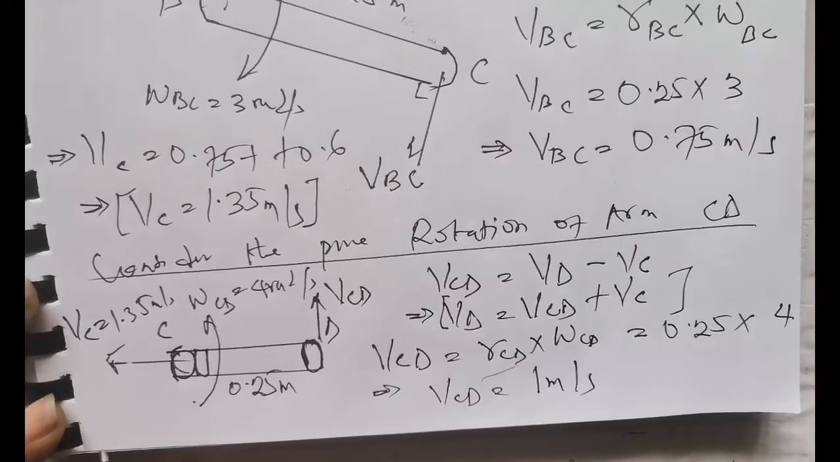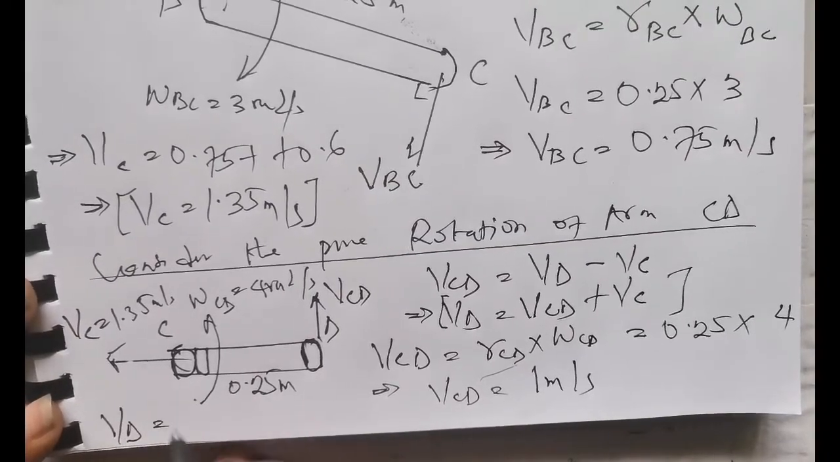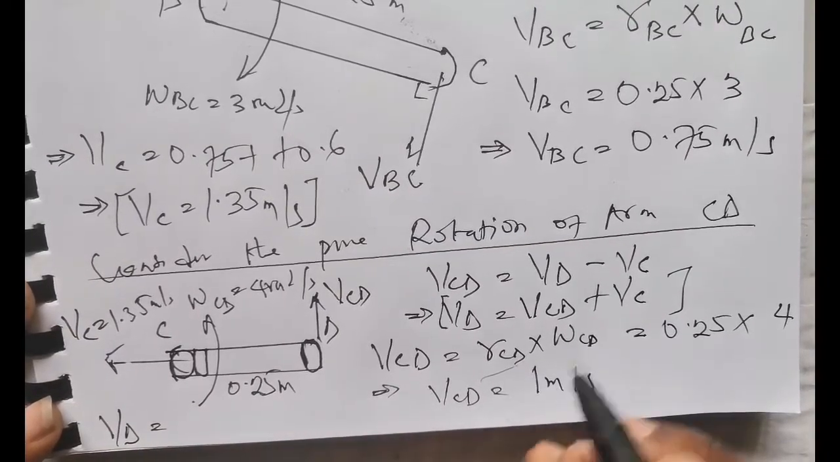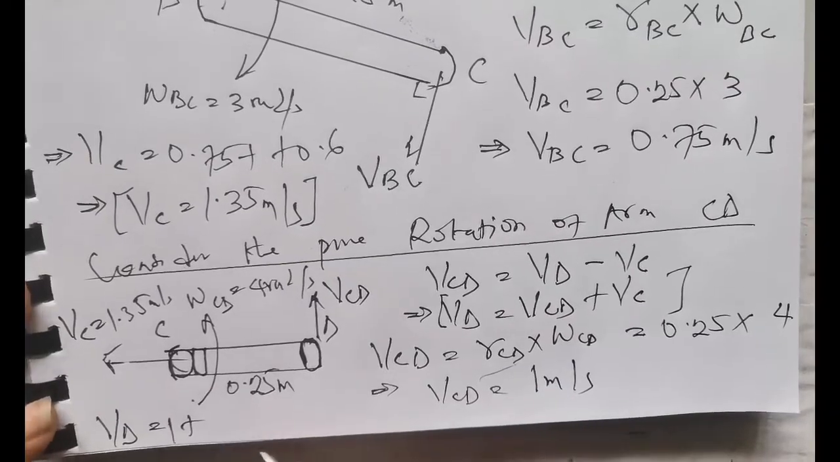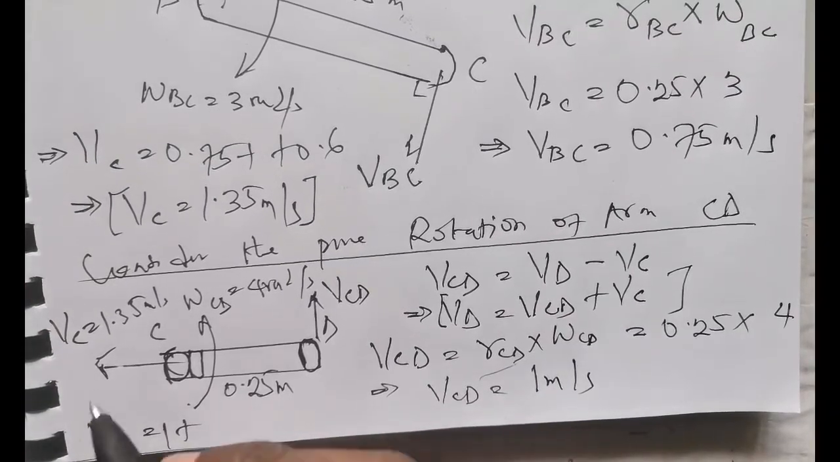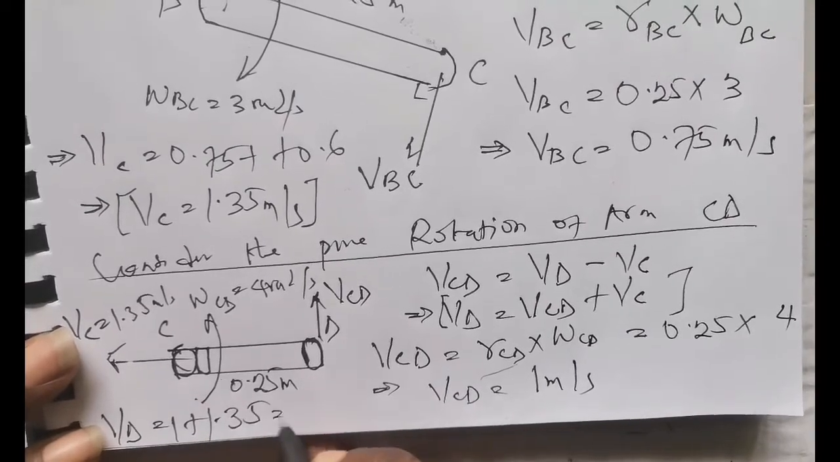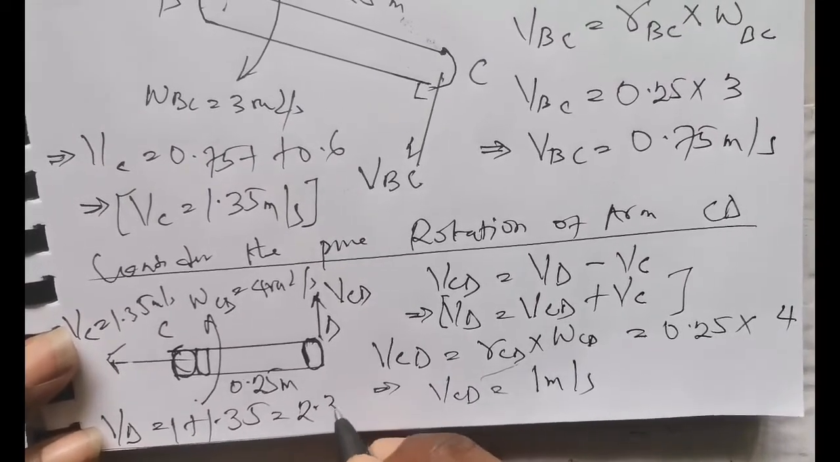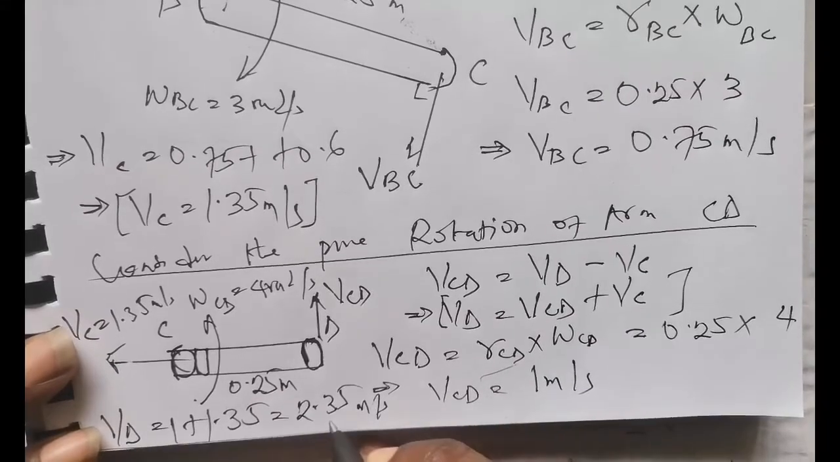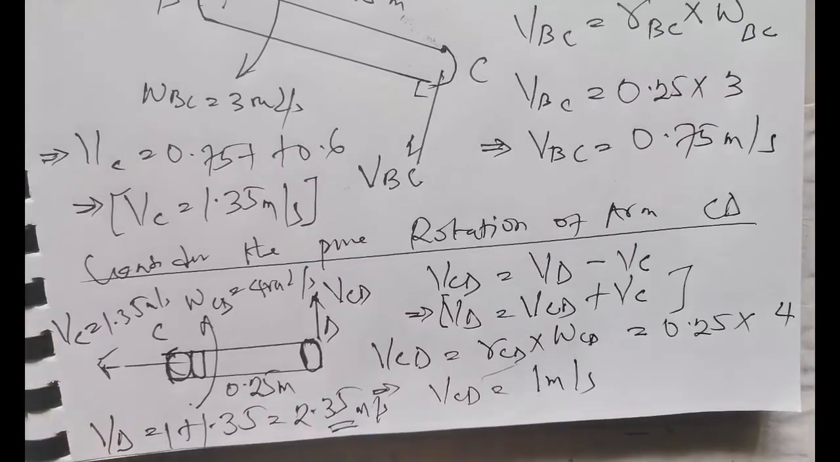So this means that velocity at point D is equal to VCD, which is 1, so you have 1 plus velocity at point C, that gives us 1.35, so plus 1.35, and this is equal to 2.35 meters per second. Okay, so this is the velocity at point D. Therefore, velocity at point D is simply 2.35 meters per second.